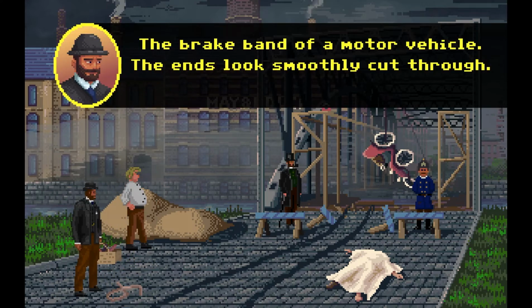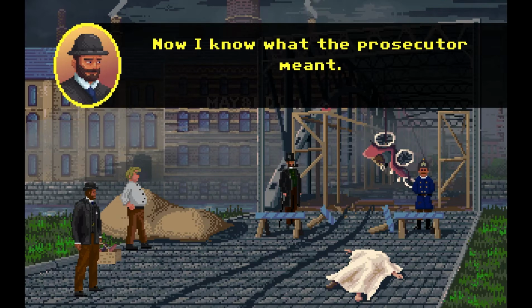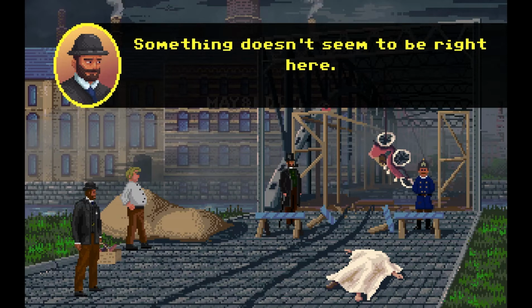The brake band of a motor vehicle. The ends look smoothly cut through. Sabotage. Can we take this? Okay. Now I know what the prosecutor meant. Yep, doesn't look like an accident. Something doesn't seem to be right here.